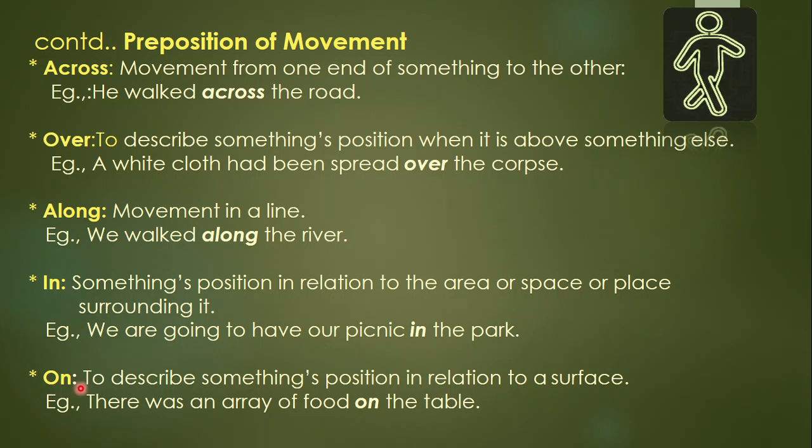Next one, on. To describe something's position in relation to a surface. Okay, surface means, for example, there was an array of food on the table. Okay, array, there is a sumptuous feast. On the table there is an array, right? So this is the position which is on the table, right? That surface. Okay, we cannot say it is inside or in the table. It is only on the table.